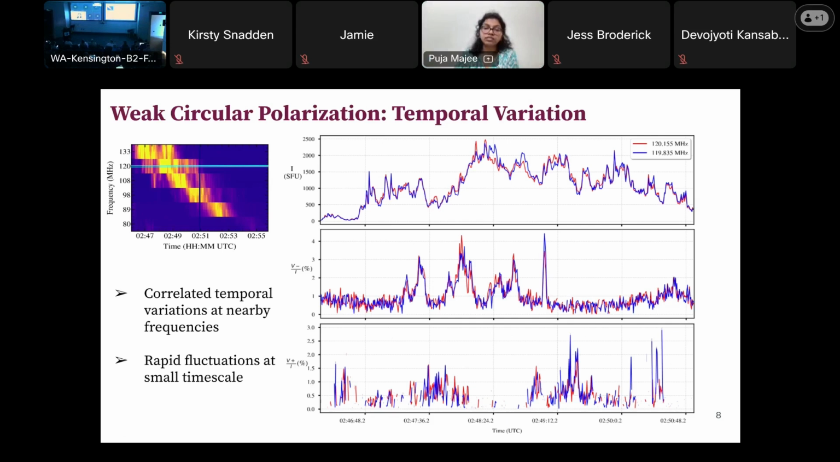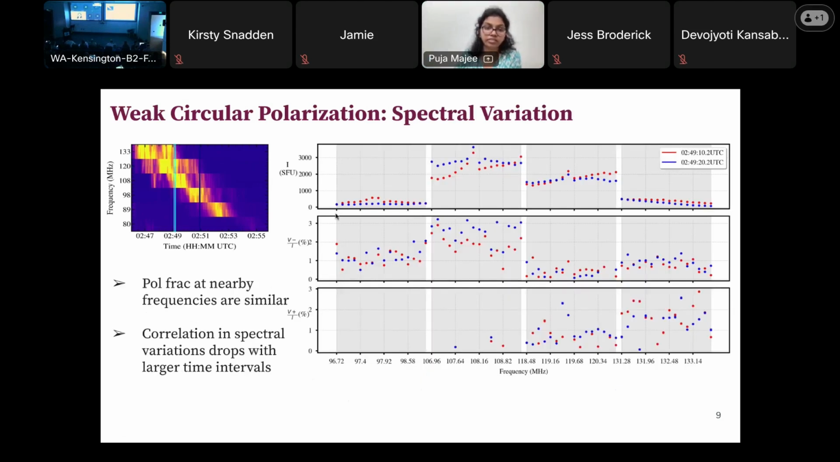Now to look at the spectral variation. These are the spectral variations at two nearby times, which differ by 10 seconds. The two lines represent the two timestamps, and the shaded regions are different spectral bands. You can see that nearby frequencies show a similar polarization fraction, whereas nearby times are not correlated or similar. So the correlation in spectral variation drops with time.